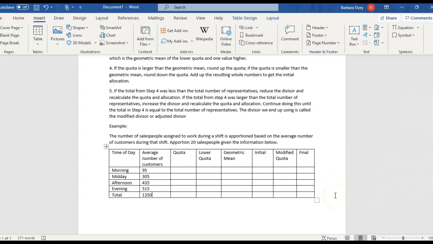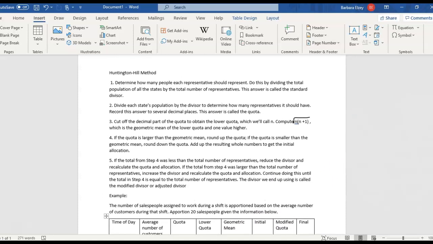So in our example, the number of salespeople assigned to work during a shift is apportioned based on the average number of customers during that shift. We want to apportion 20 salespeople given the information below. So we have the times of day of the shifts here and the average number of customers off to the right. All right, so let's follow the Huntington-Hill method to apportion these 20 salespeople.